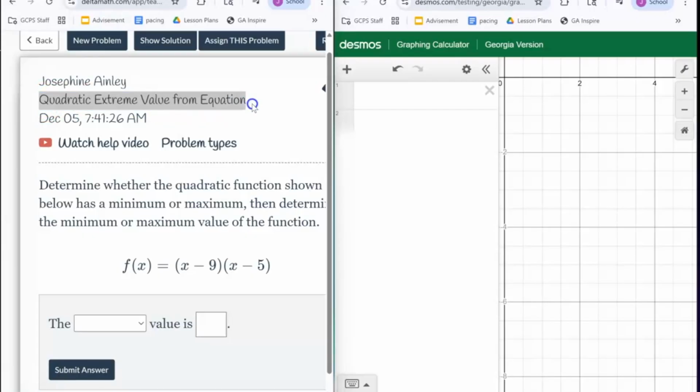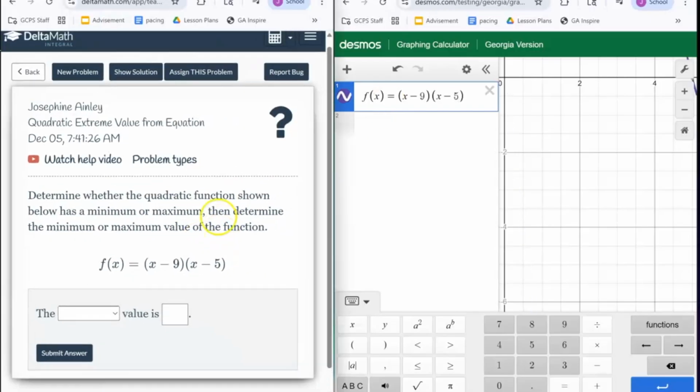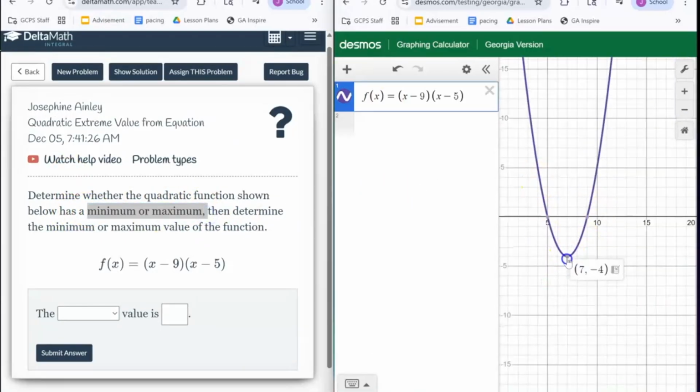So we'll take a look at quadratic extreme from an equation. It doesn't matter what the equation is. You're going to type in the equation, and you don't have to type the f of x, but I'm just going to go ahead and do it anyway. x minus 9, x minus 5. So I've typed in the equation. Determine whether this quadratic equation has a minimum or a maximum. So let's go home. What is that? A minimum, because it has a bottom.